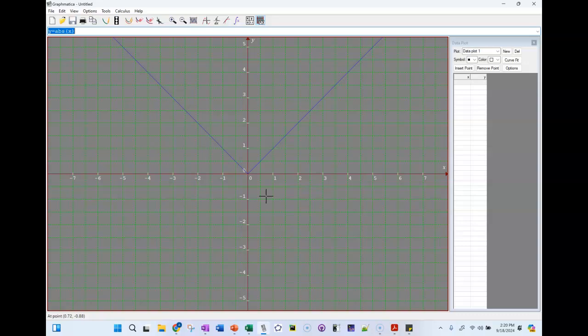What's it look like there at 0? It's like a corner, right? It's like a sharp corner. Graphically, that's what you're looking for. If you see a sharp corner, the derivative is going to fail to exist there.